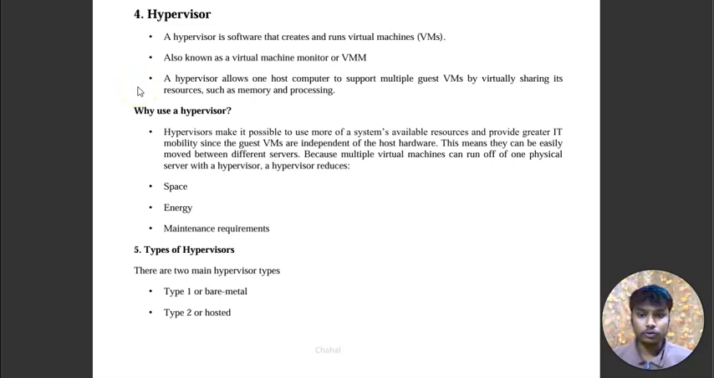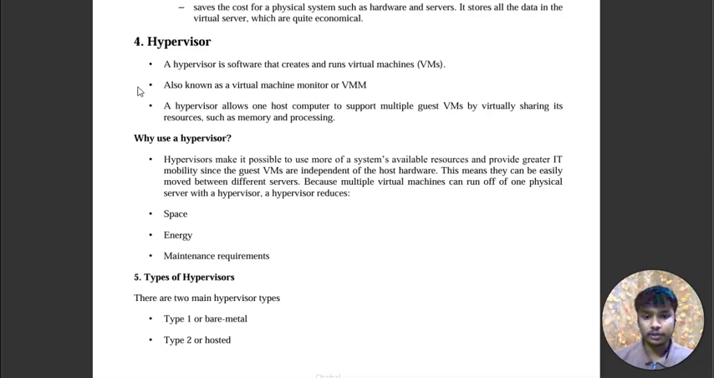So now we are going to talk about the hypervisor. A hypervisor is a software that creates and runs virtual machines, that is VMs. Hypervisor is also known as virtual machine monitor or VMM. A hypervisor allows one host computer to support multiple guest VMs by virtually sharing its resources, such as memory and processing.